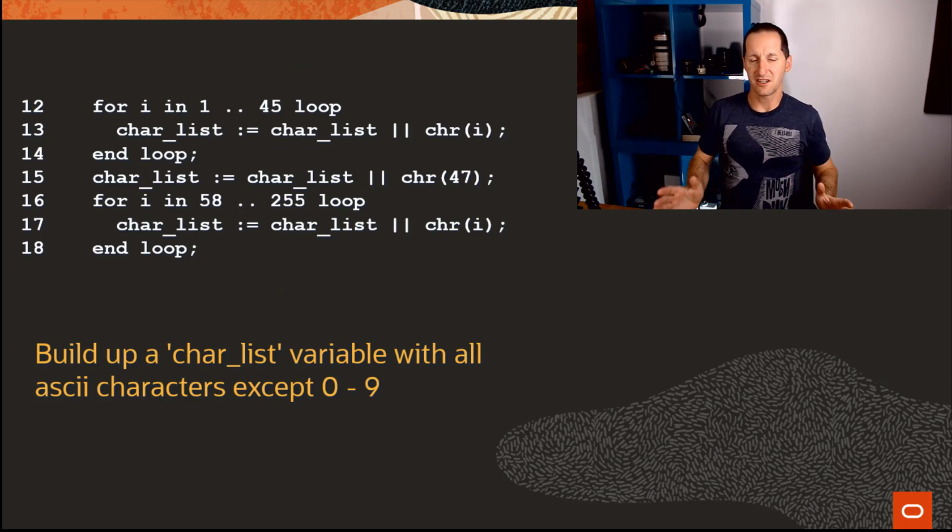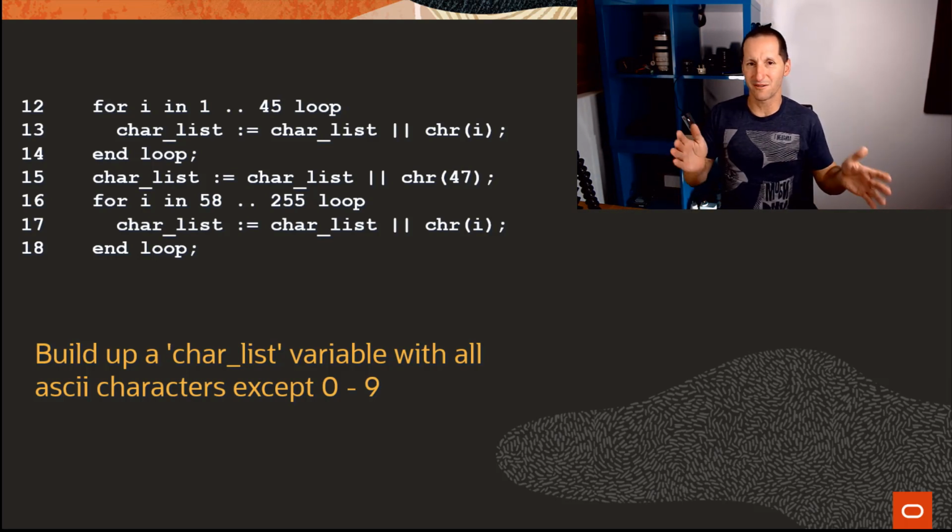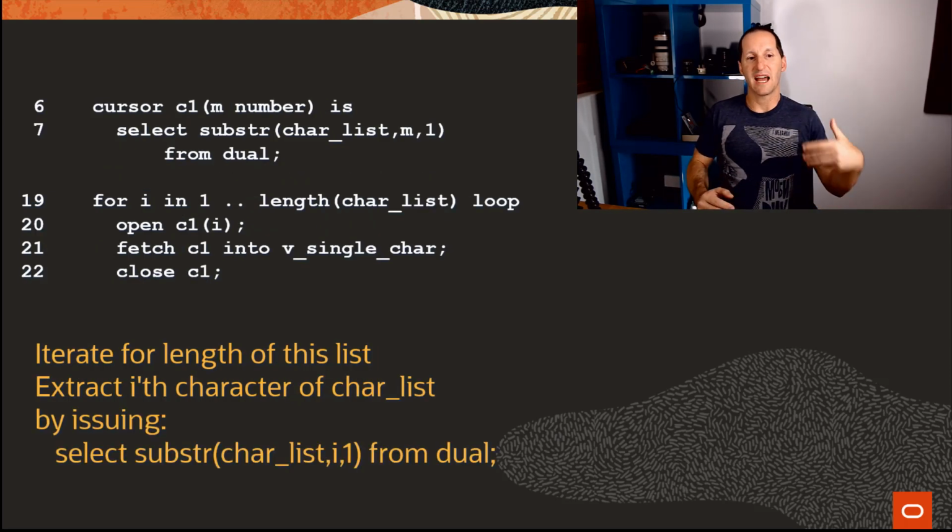What it's actually doing is going from 1 to 45, and then you can see on line 16 from 58 to 255. Those numbers are significant because if we map them to the ASCII codes, 1 to 45 and 58 to 255 is all the characters in your standard ASCII character set that don't include the numbers. So we're effectively building a string here about 240 characters long, which is all the characters except the numerics, 0 through 9.